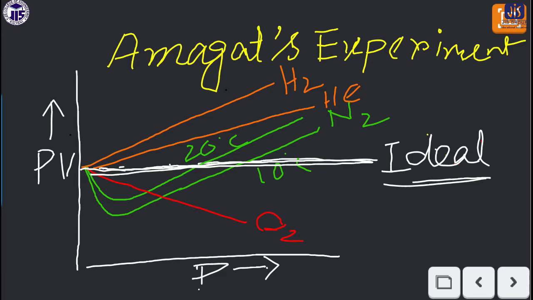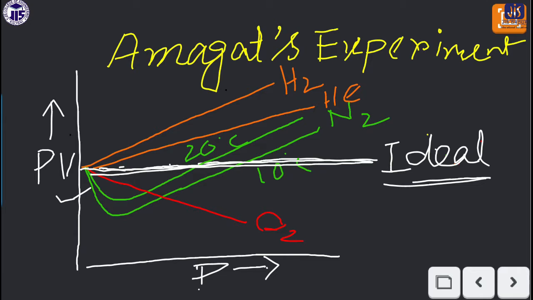For most of the gases in Amagat's experiment, PV decreases initially at first. Like in the case of nitrogen, PV decreases initially, but with increasing pressure, PV increases. So for nitrogen, at first the PV value decreases with increasing pressure, but after that, when P is sufficiently large, the PV value for nitrogen gas becomes large.